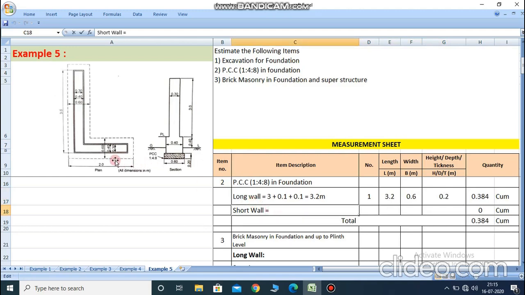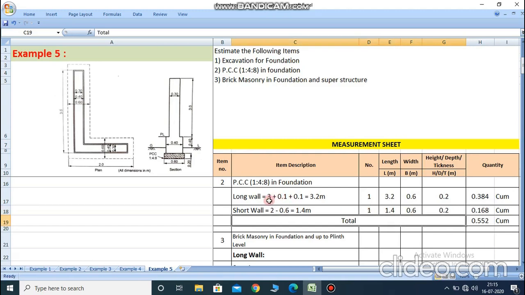So in the short wall, total length is 2 meter. So write here 2 meter minus 0.6, because this part, 0.6 meter by 0.6 meter, was already calculated in the long wall. So 0.6 subtracted from 2 is equal to 1.4 meter. Now the short wall is only a single wall, number 1, length is 1.4 meter, width is 0.6, and thickness for the PCC work is given as 0.2 meter.